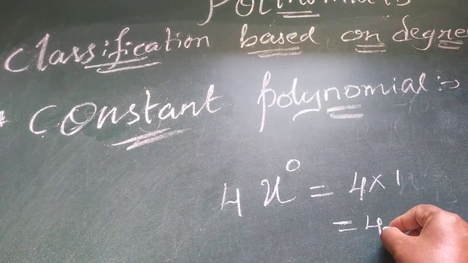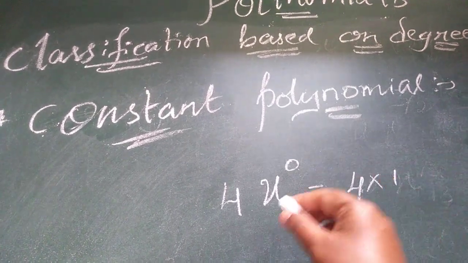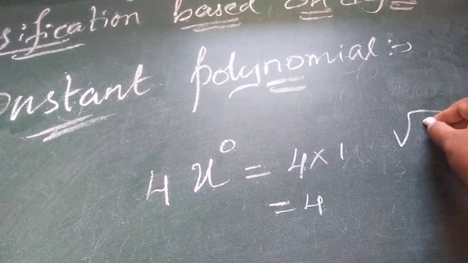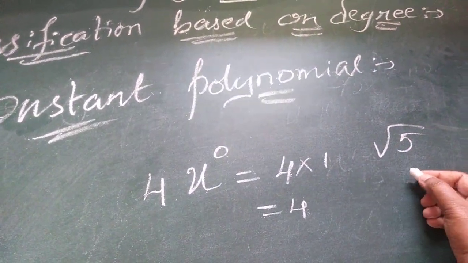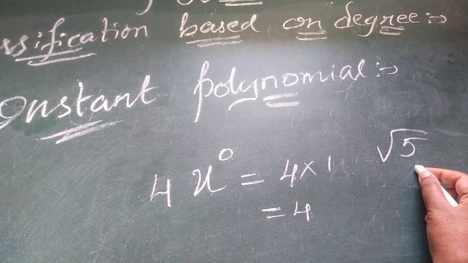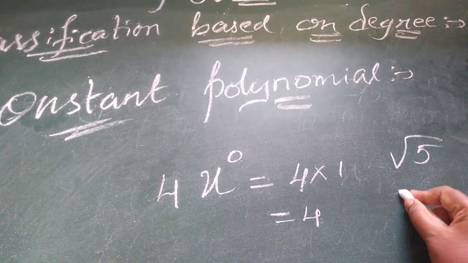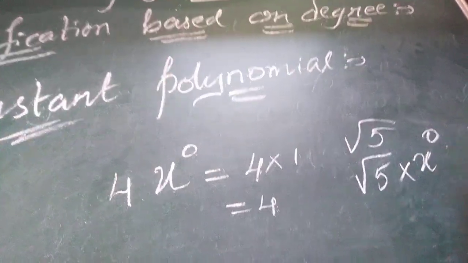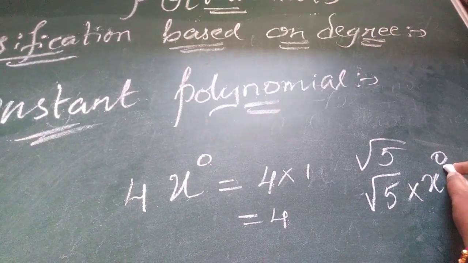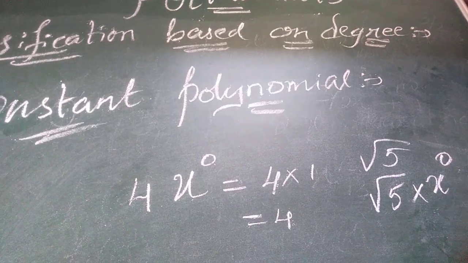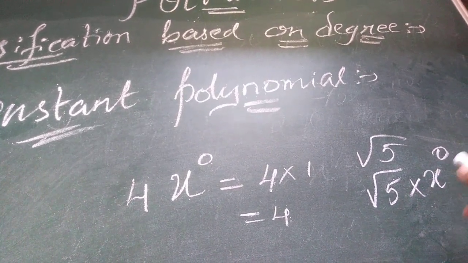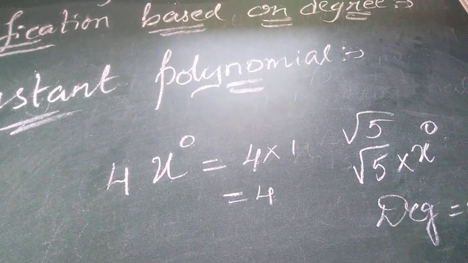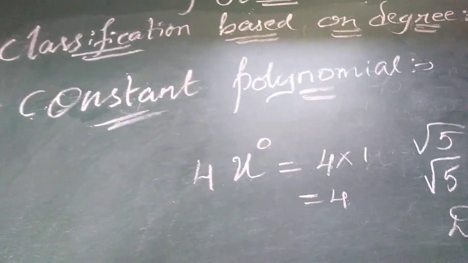So by this we can understand all the numbers. It may be 4, it may be 100, it may be root 5 or anything. Then if they ask what is the degree of root 5, then you can simply do like this, root 5 into x to the power of 0. So the highest power is 0. Hence it is a constant polynomial. You should say that its highest power is 0 or degree is equal to 0. Okay, children, understood what is meant by constant polynomial?